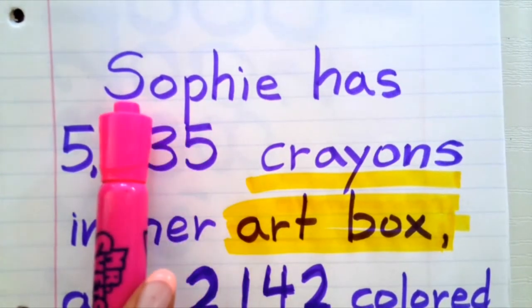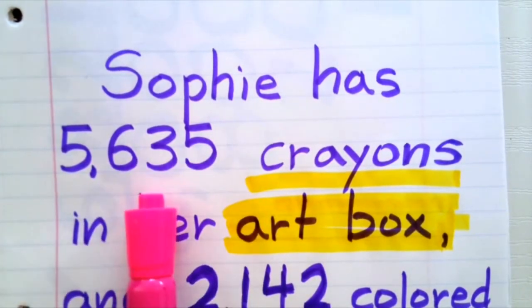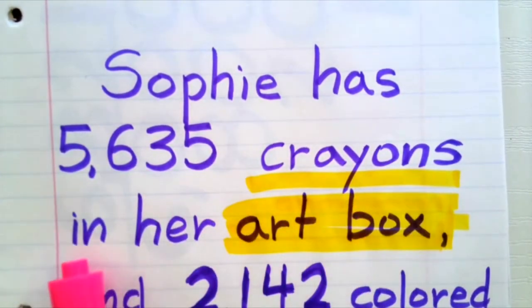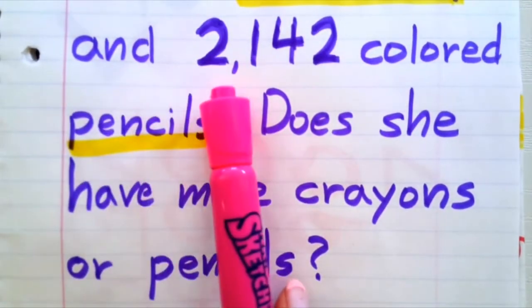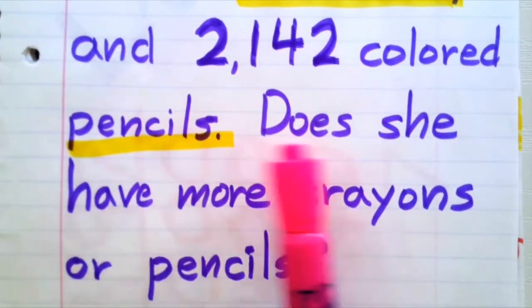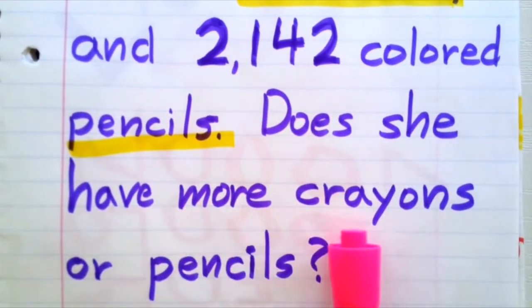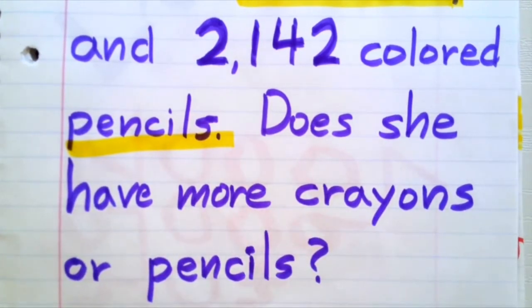Begin. Sophie has 5,635 crayons in her art box and 2,142 colored pencils. Does she have more crayons or pencils? What is this problem asking us to figure out?